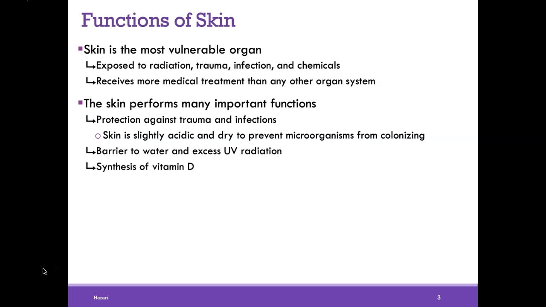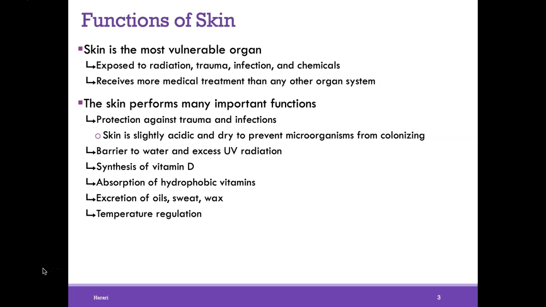Another function of skin is to synthesize vitamin D. So the skin is where the first step in vitamin D synthesis occurs, and we need that for bone development. We'll talk a lot more about that when we discuss the skeletal system. The skin can help us absorb hydrophobic vitamins like vitamin K, A, and E, in addition to vitamin D. Skin also helps us excrete oils, sweat, and wax through glands that we will discuss later.